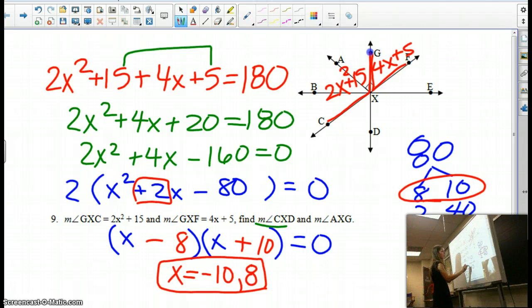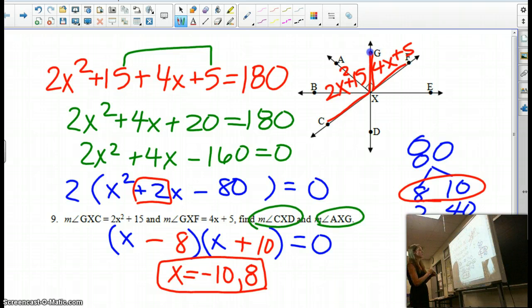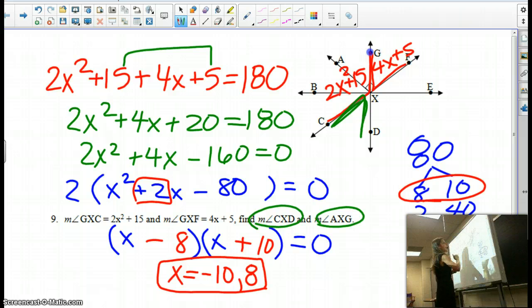And notice it didn't ask us to find x. It asked us to find angle CXD and angle AXG. So let's start with CXD. Ooh, I noticed that angle is vertical to that angle right there. Those two green ones, they're vertical angles. Let me say a disclaimer real quick. The negative 10, when you plug that in, you're going to get a negative angle. So we're actually going to throw that answer out. It's going to give us a negative angle, and that's not okay. We don't deal with those in here. So I'm going to plug 8 in right here.